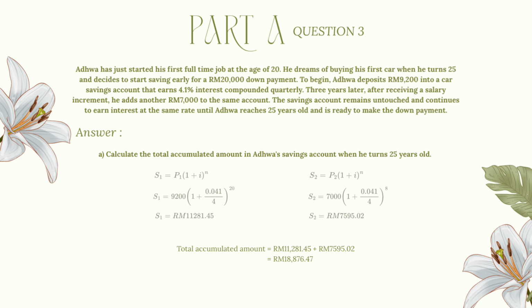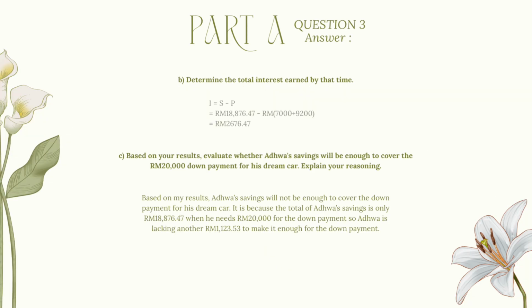So the total accumulated amount, 11,281 ringgit 45 cents plus 7,595 ringgit 2 cents equals to 876 ringgit 47 cents. B. Determine the total interest earned by that time. I equals to S minus P.